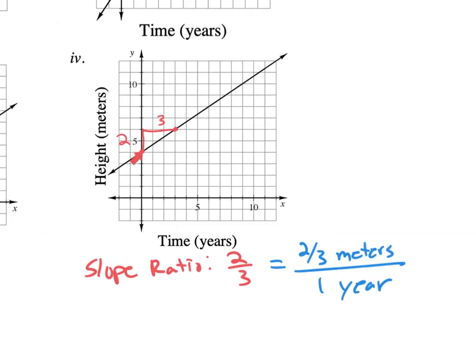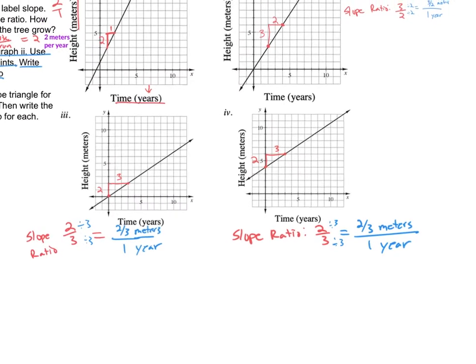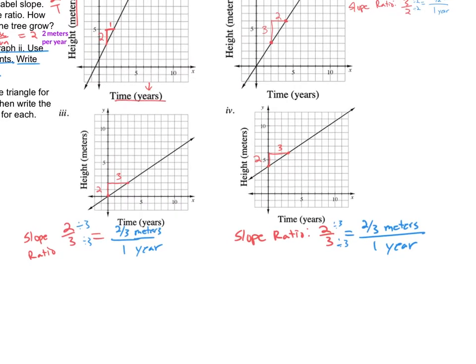same type of thing here. I'm going to go up first, so I'm going up 2 and over 3. So my slope ratio should be the same thing, 2 divided by 3. I can do the same approach to get the unit rate, which is divide by 3. That gives me 2/3 meters per year. So even though these two graphs look different, they actually are growing at the same rate. Now, some of you might be saying, Mr. Schultz, my triangle looks different than yours. My numbers are different.